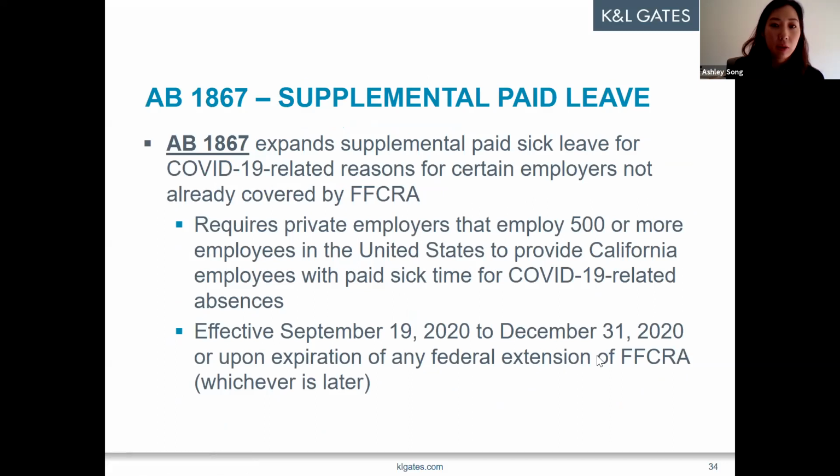So that was the federal act. And so we want to discuss AB 1867, which is a California specific law, a supplemental paid sick leave law for COVID related reasons for certain employers not already covered by FFCRA. So this actually requires private employers that employ 500 or more employees in the United States to provide paid sick leave. It's effective from September 19th, 2020, when it was passed, to December 31st, or when the FFCRA expires, whichever is later. And full-time employees are entitled to the same 80 hours as FFCRA.